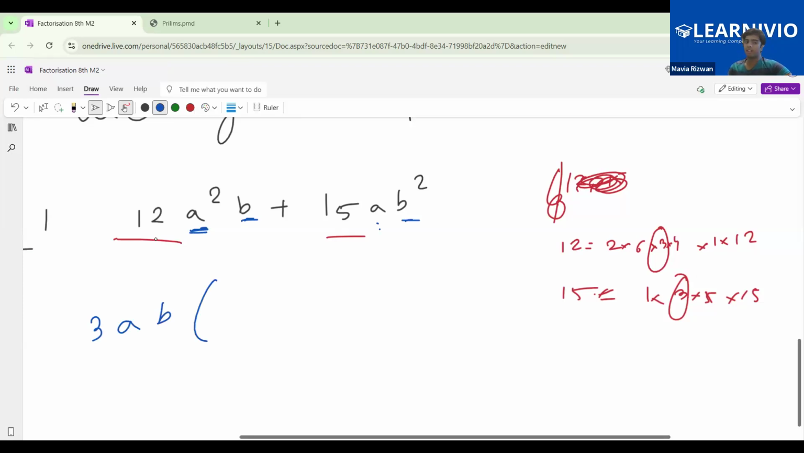Now, not 12 minus 3. I took out 3, which would multiply inside to make it 12. So this will become 4. What I'm going to do is, the 3 I took out common, I'm going to divide 12 by 3. 12 by 3 is 4. I am left with 4 now.